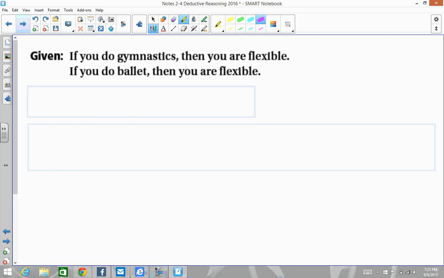All right, so let's look at another one. If you do gymnastics, then you are flexible. If you do ballet, then you are flexible. So what is the conclusion that we can make using the law of syllogism? You can pause your video and write your conclusion, then we'll start the video when you're ready to see what the real conclusion is.